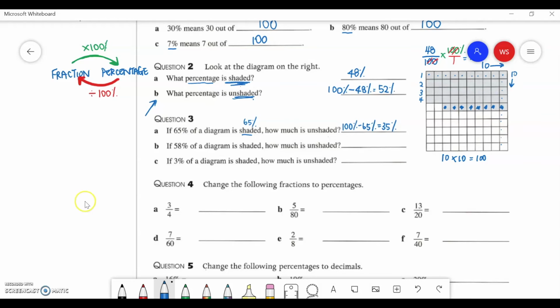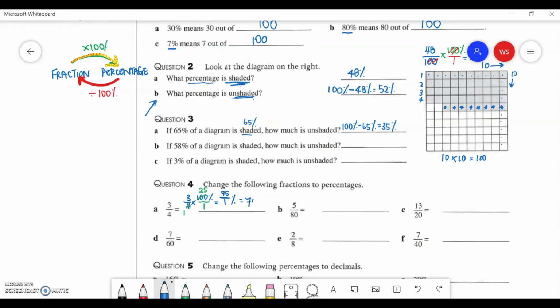Question 4, change the following fractions to percentage. We are recalling our knowledge on conversions between fractions and percentage. Fractions to percentage, we will therefore multiply by 100. So with any fraction, list your fraction out and multiply that by 100%. That is your first step: fraction and then times 100%. Next step, carry out your cancellation. So cancelling out 4, 4 going into 100 is 25. Let's multiply that across. So 25 times 3 gives you 75 over 1%.